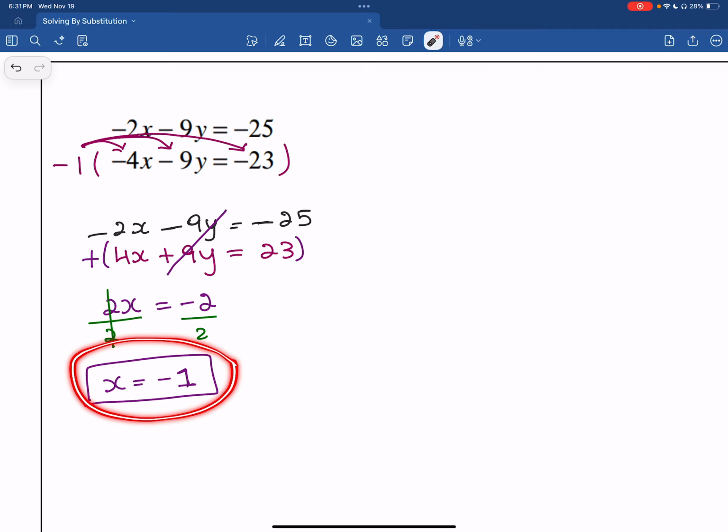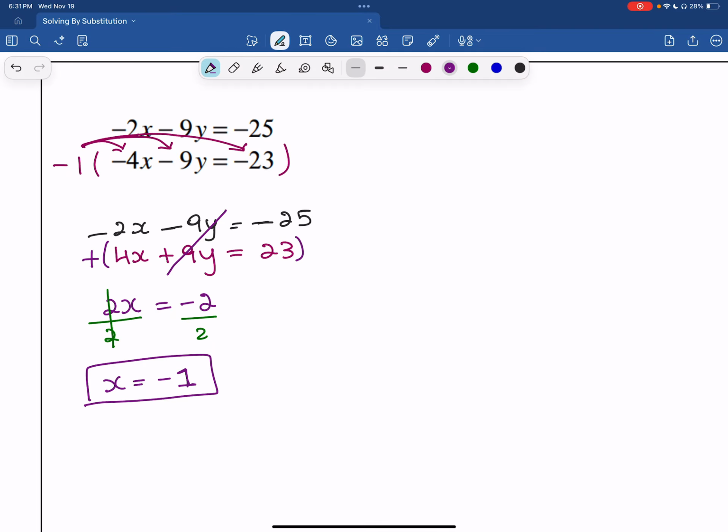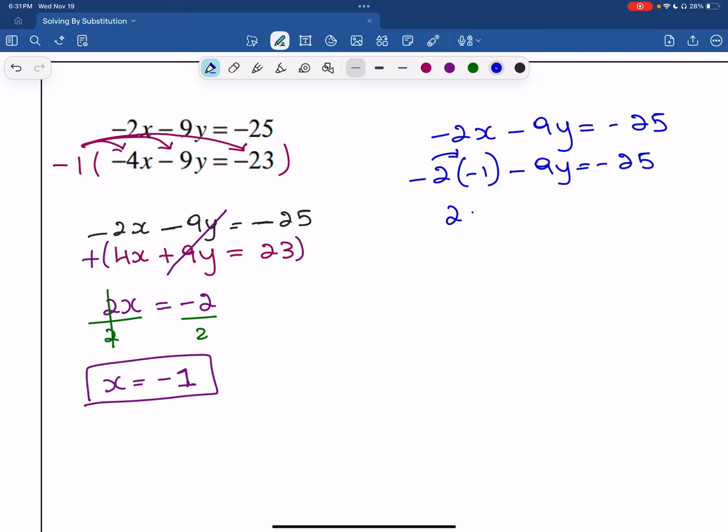Now that I know that x is equal to -1, I can take that -1 and plug it back into one of the equations and solve for y. So if we use the first equation, we have -2x minus 9y is equal to -25. I know that x is -1, so I'm going to plug in -1 for x. So -2 times -1 minus 9y is equal to -25. -2 times -1 is +2, minus 9y is equal to -25.